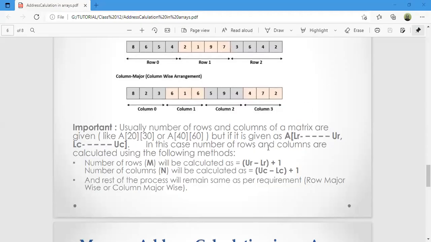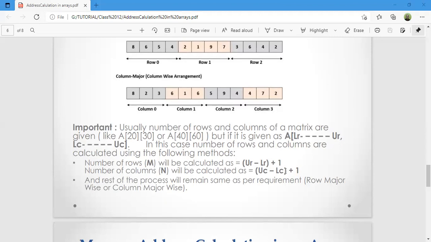Plus 1 to the value which you are getting. That means the difference of the upper bound of row and lower bound of row, the difference of upper bound of column and the lower bound of column, plus 1. That will give you the exact total number of rows and total number of columns. That is the value of m and n.